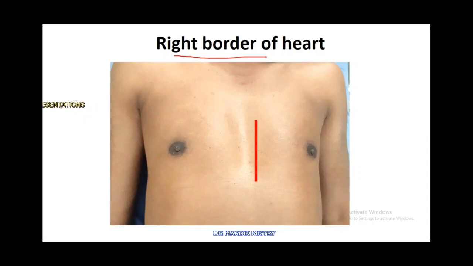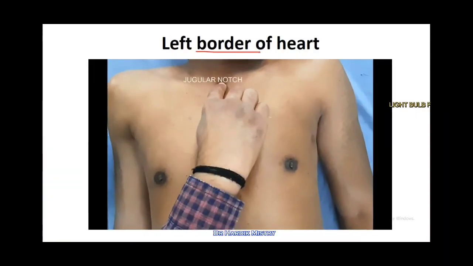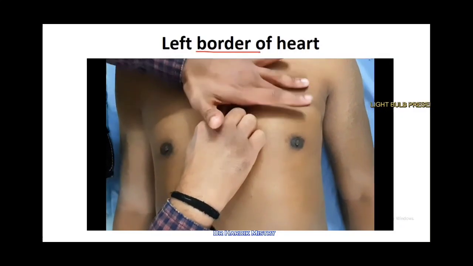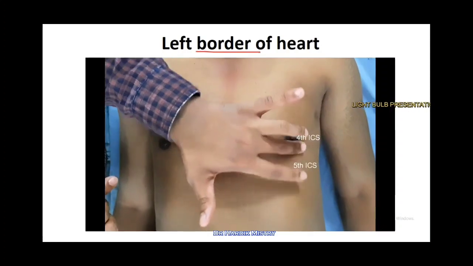For percussion, we have to identify the borders of the heart. The right border is difficult to determine because it is present behind the sternum, and the left border we can easily identify. So first, always on the left side, we have the apex beat. Start from the second space, go to the third, fourth and then fifth space.